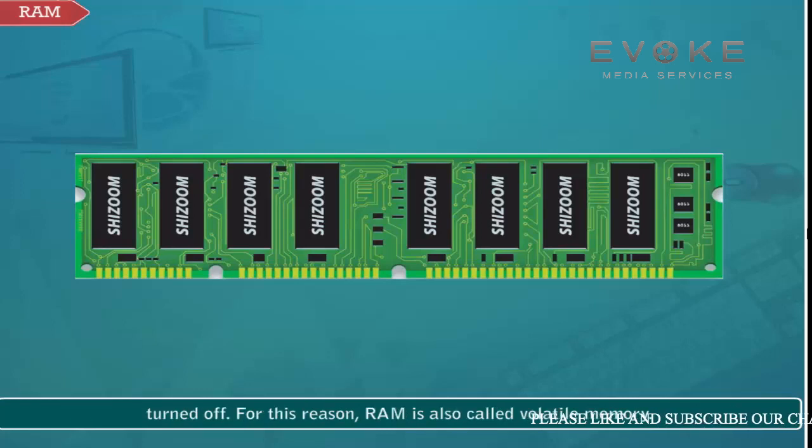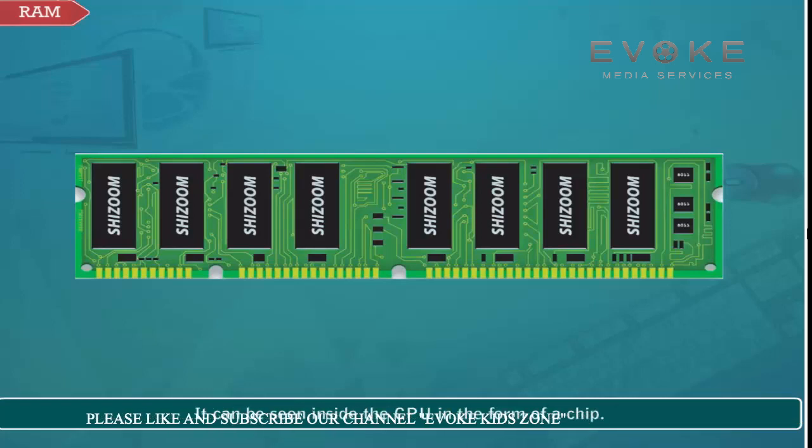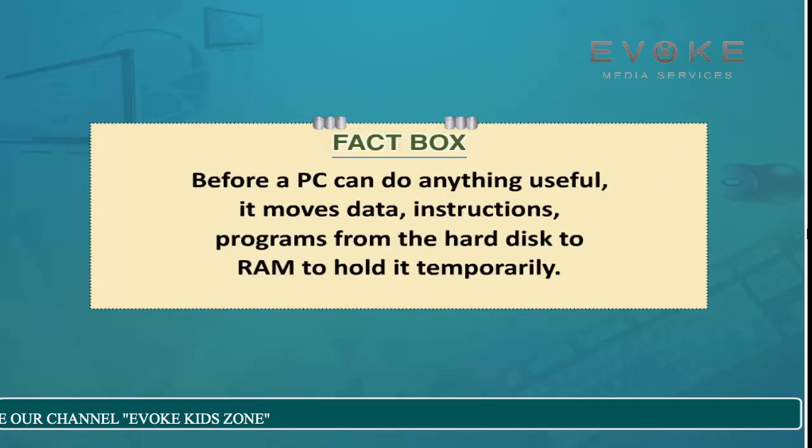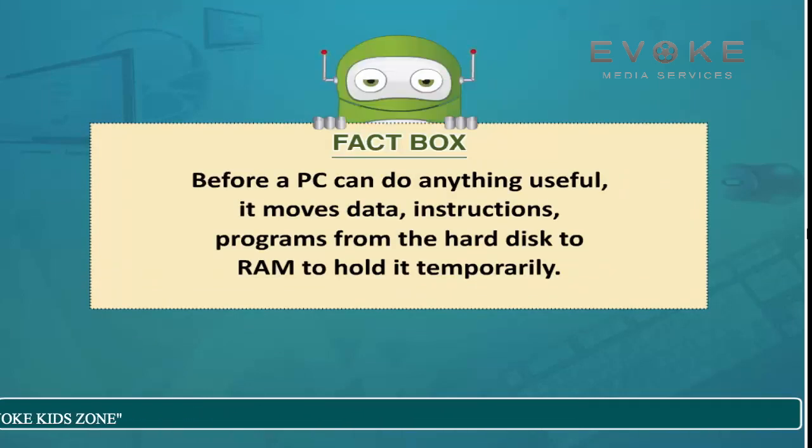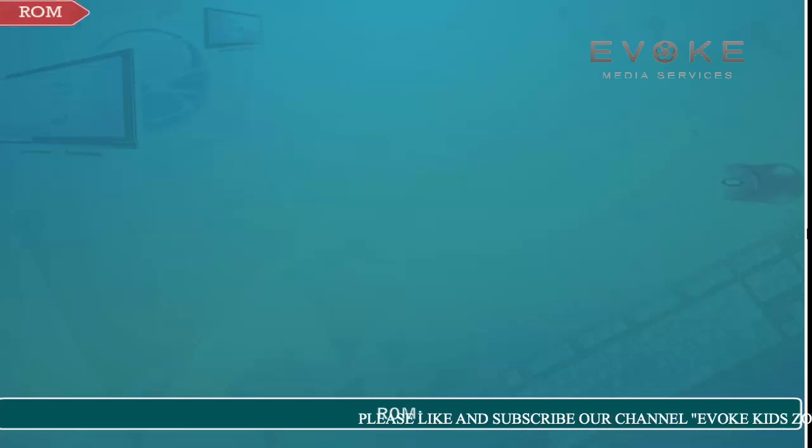For this reason, RAM is also called volatile memory. It can be seen inside the CPU in the form of a chip. Fact box: Before a PC can do anything useful, it moves data, instructions, and programs from the hard disk to RAM to hold them temporarily.